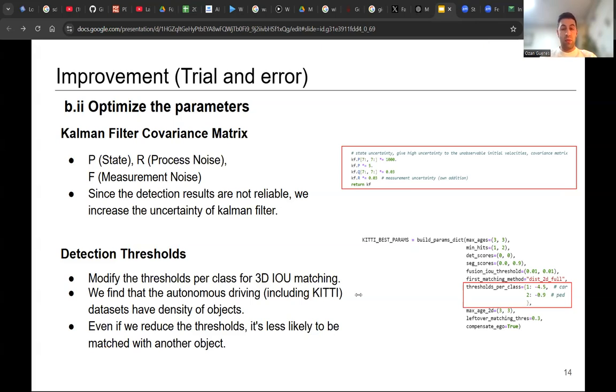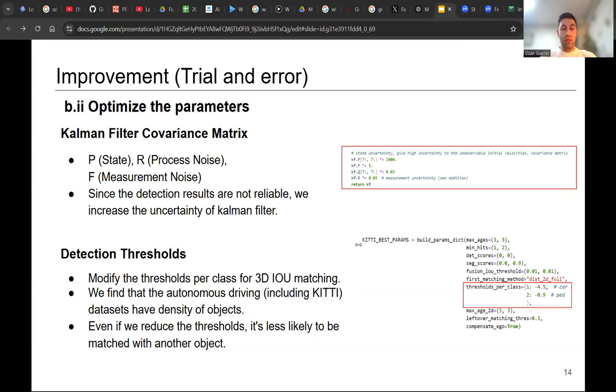First, we modified the parameters of the Kalman filter. In autonomous driving, the vehicle itself is dynamically moving, making it susceptible to various noises. Therefore, by adjusting the initial value of the internal covariance matrix of the Kalman filter, we gave it a higher uncertainty about the detected objects. Furthermore, we changed the thresholds used during matching to lower numbers, allowing more objects to be detected and potentially matched.